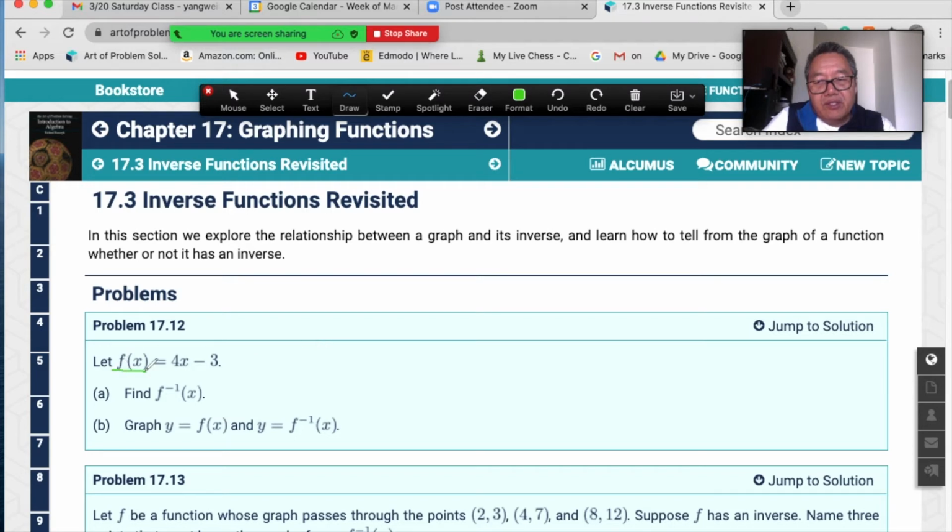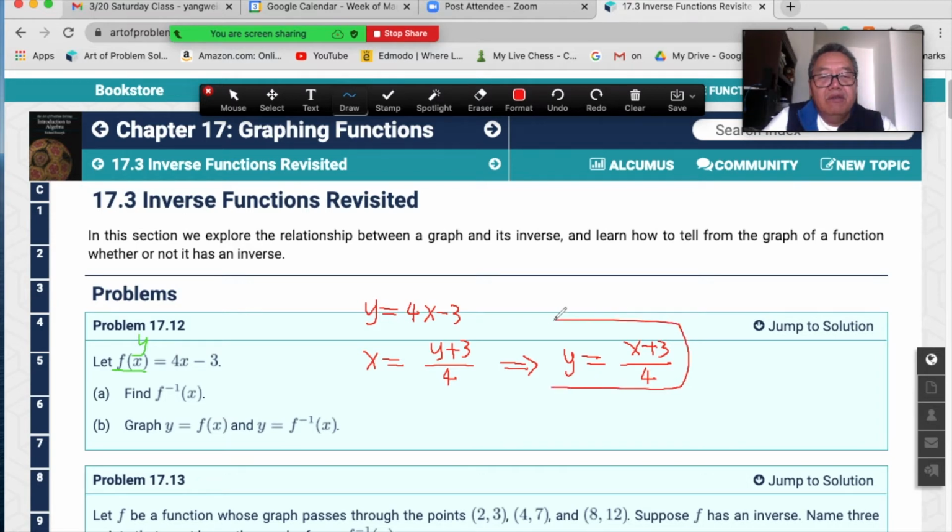First, you can set this one to y. Suppose that's the original function. That's y equals 4x minus 3. Then you solve x in terms of y. You get x equals (y plus 3) over 4. Then you switch the variables. You get y equals (x plus 3) divided by 4. So this one is the inverse function of this one.